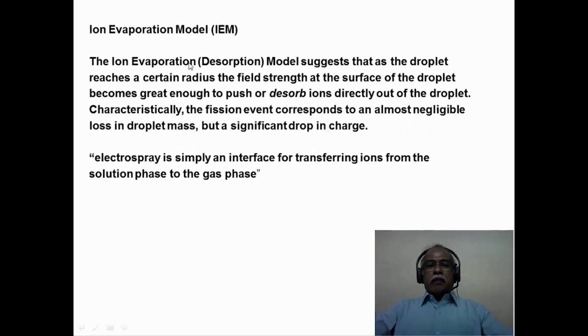In the case of the ion evaporation model, as the radius of the droplet becomes smaller and smaller, the field strength at the surface of the droplet becomes enormous, and that directly pushes the ions out of the droplet. So this is the ion evaporation model. It's slightly different from the earlier model. Essentially, electrospray ionization is simply an interface for transferring ions from a solution phase into a gas phase, if you look at the mechanism by which they undergo this.